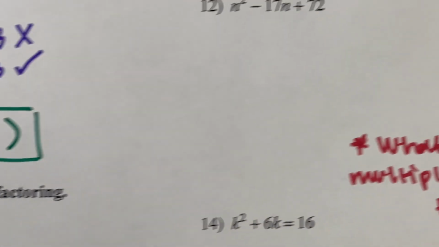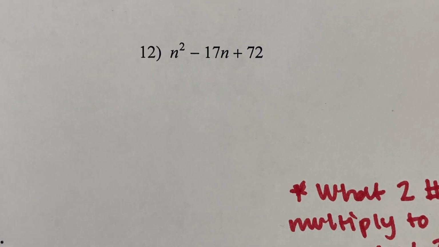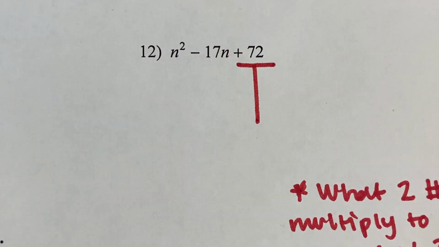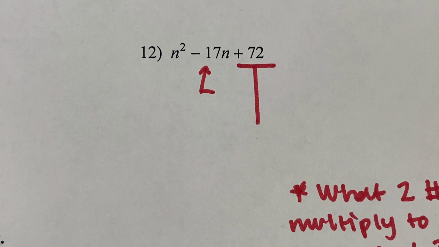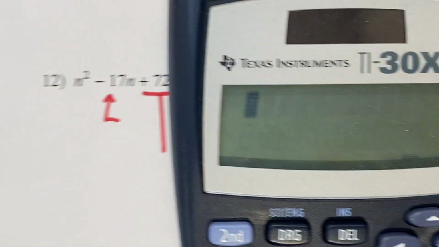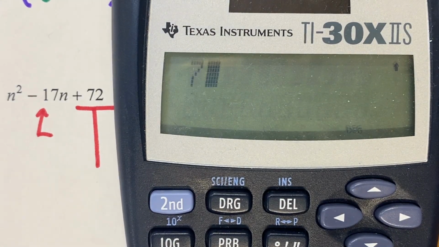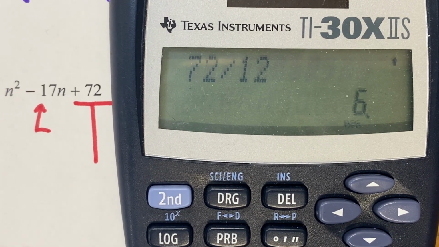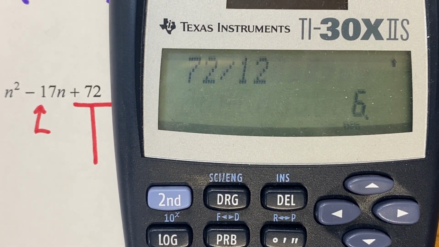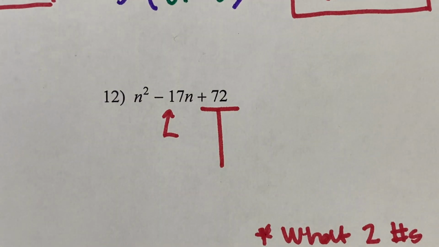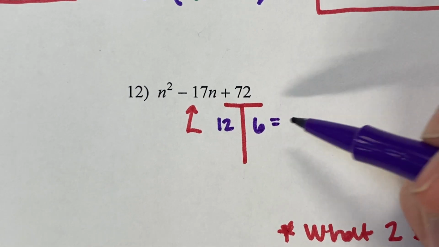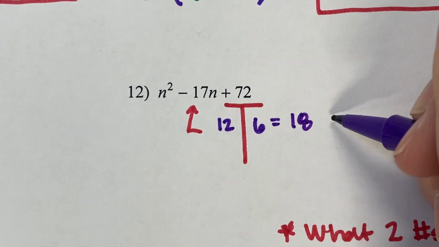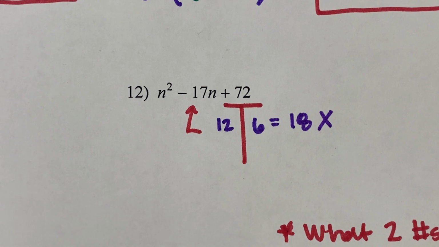Okay, number 12, same thing. We need to play the number game. So look at your last number. What 2 numbers multiply to 72 but are going to add to negative 17? Let's just try getting some numbers for 72. 72 divided by 12 is 6, we can always try it. Let's just try it. 12 and 6. So 12 times 6 will give me 72. Let's add them up. 12 plus 6 gives me positive 18. Definitely not what we're looking for.